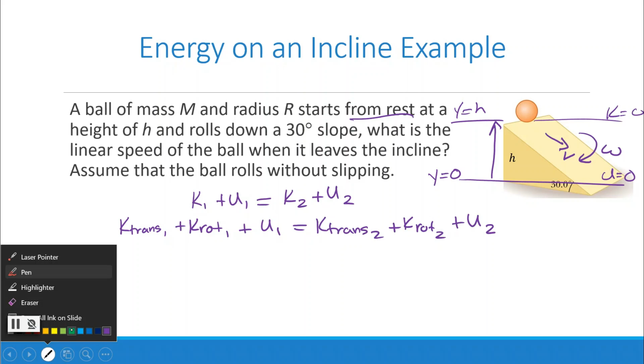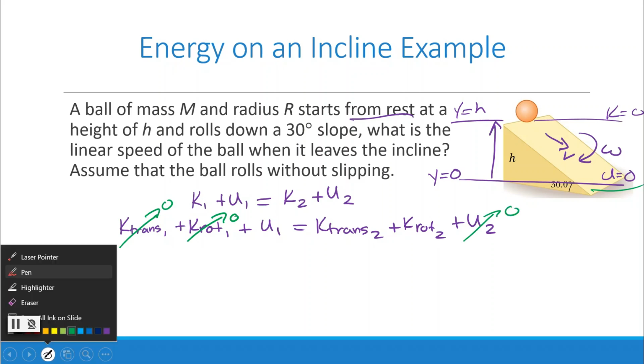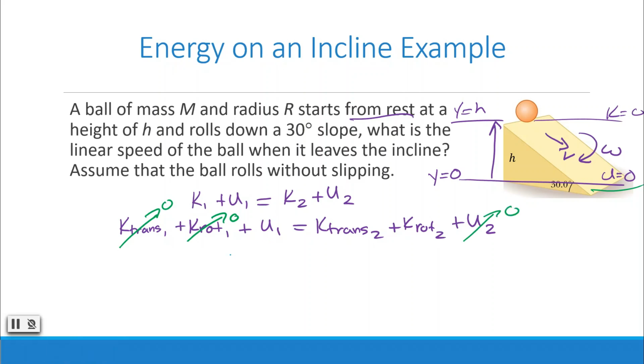And if it's at rest, it's at rest both linearly and rotationally. And we're going to assume that our energy at the bottom is 0, so U2 is going to be 0. So I have U1 is going to be mgh. K trans 1 is 1/2 mv squared. K rot 1, K trans 2, speed at the bottom. K rot 2 is going to be 1/2 I omega squared.